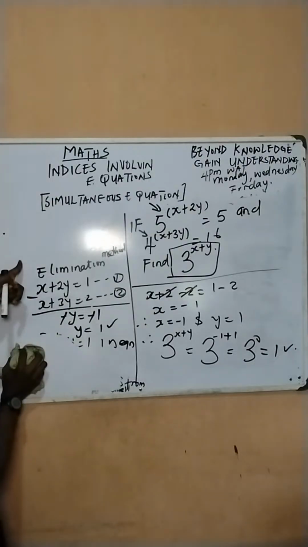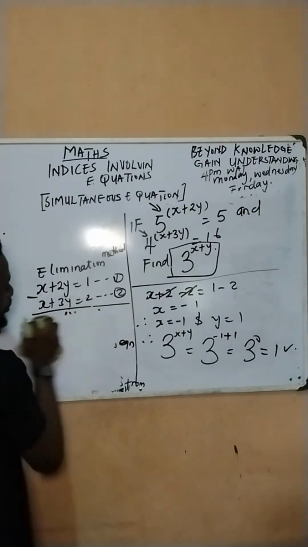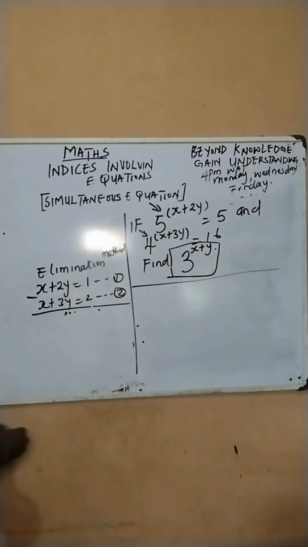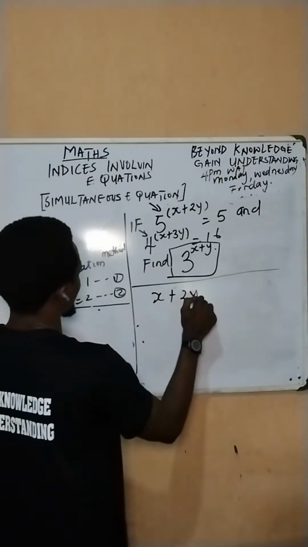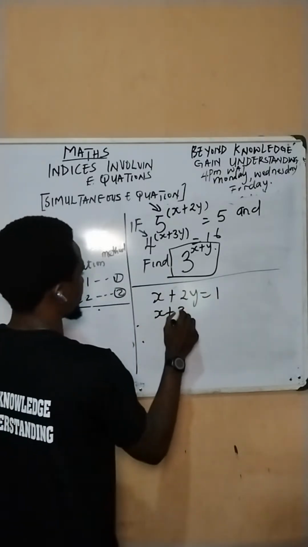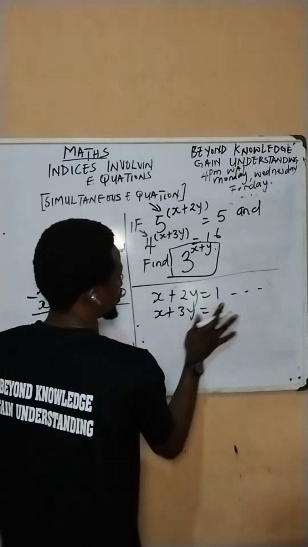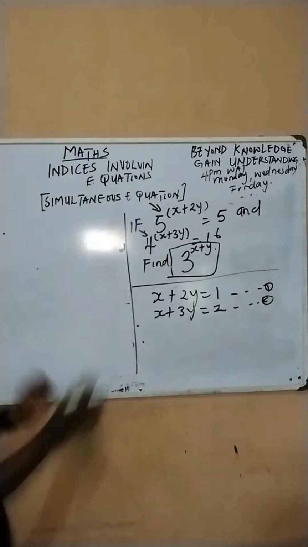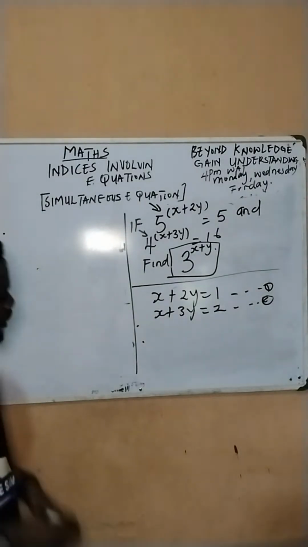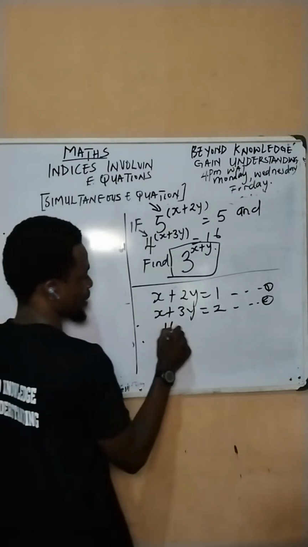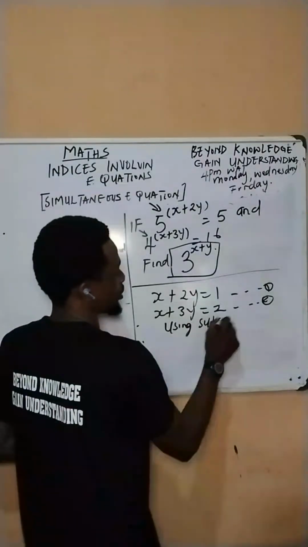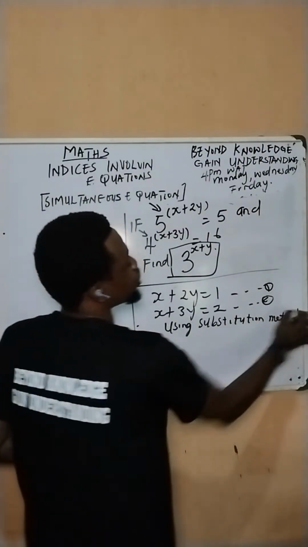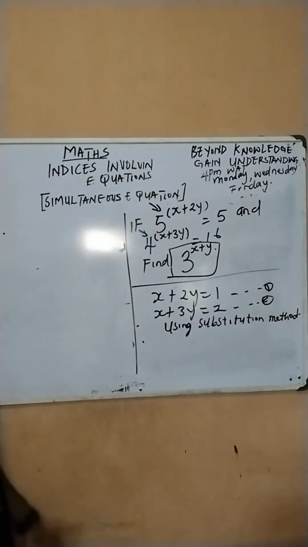I'm going to leave the original equation so that we'll kick off from there. Alright. So let me write the original equation, which is x plus 2y equals 1, and x plus 3y equals 2. This is my equation 1 and this is my equation 2. So let me clean this up now. Remember this one is using the substitution method. Let me just show you how this is done. How do you use the substitution method to solve this type of equation? It's quite easy.